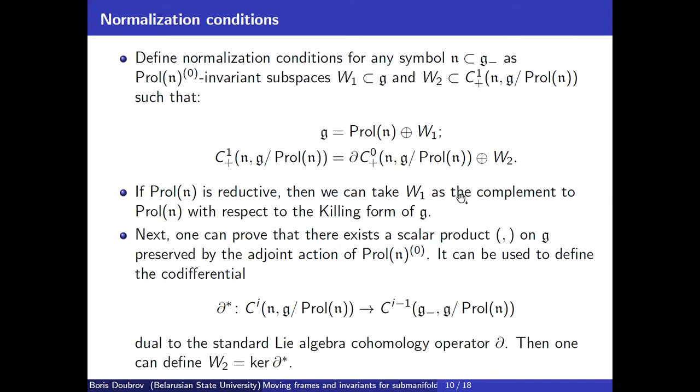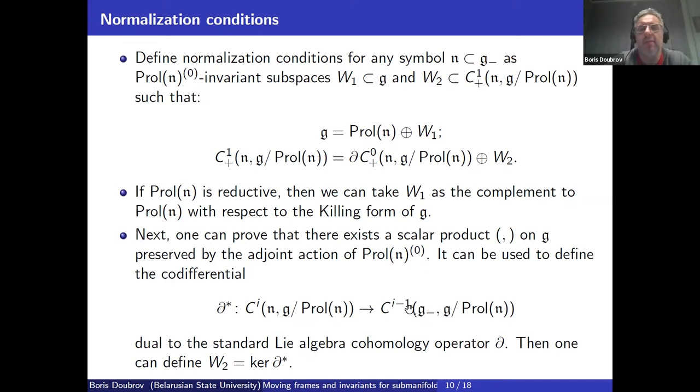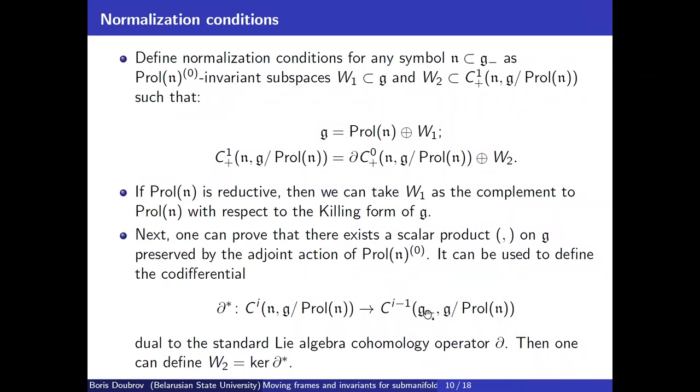Well, small question. The image of delta star into C^{i-1} on N, not G minus, is that correct? That's probably just a typo. Yes, it's N. Okay. Thank you, Dennis. Of course, it's N here. We always fix the same cohomology, the same Lie algebra. Okay, it's a misprint here.